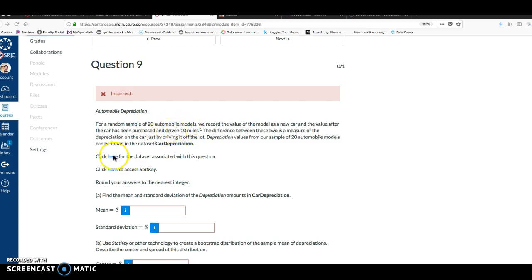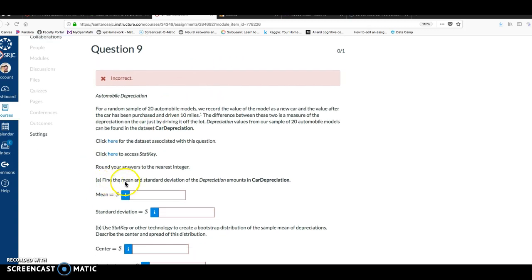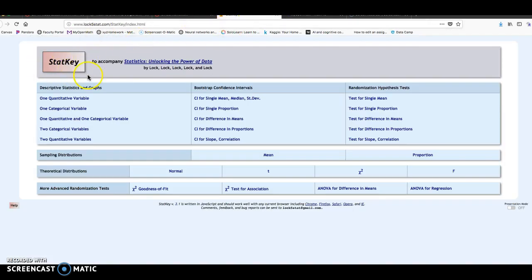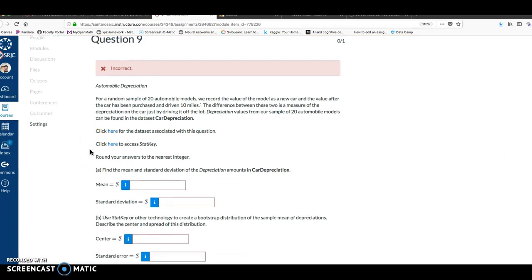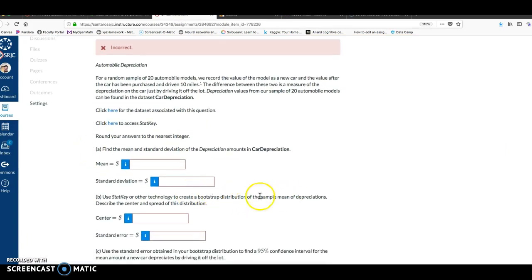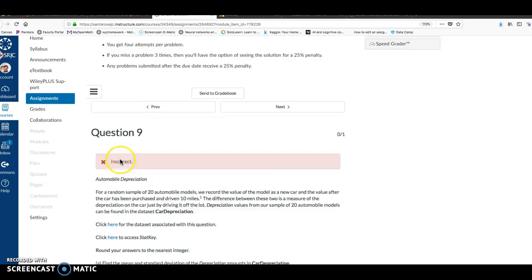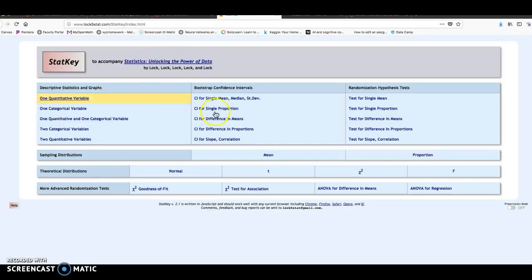I've already downloaded it. I clicked here before the video. I'm going to download the car depreciation CSV file, and I'm going to go over to StatKey because we want to find the mean and standard deviation. So I've got StatKey open. We're going to be looking at bootstrap distributions. I want to go to the bootstrap confidence intervals, and we're doing a single mean.